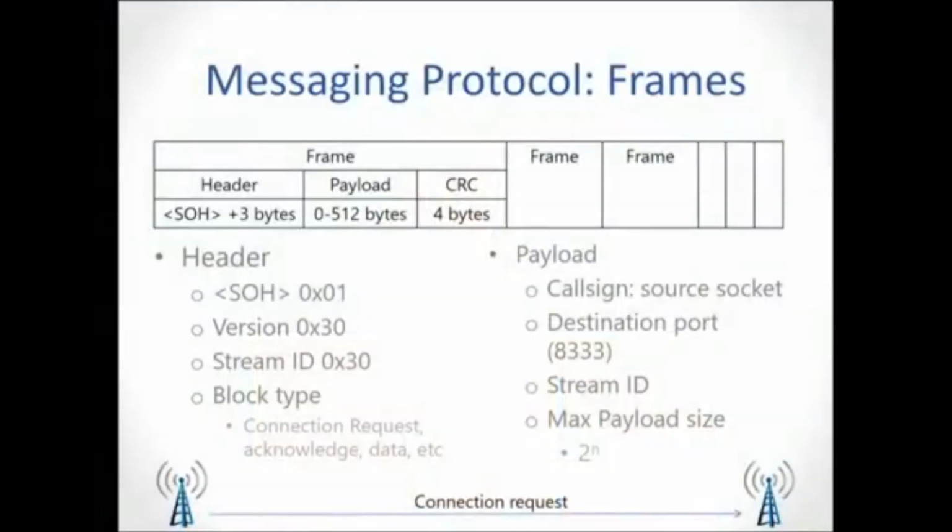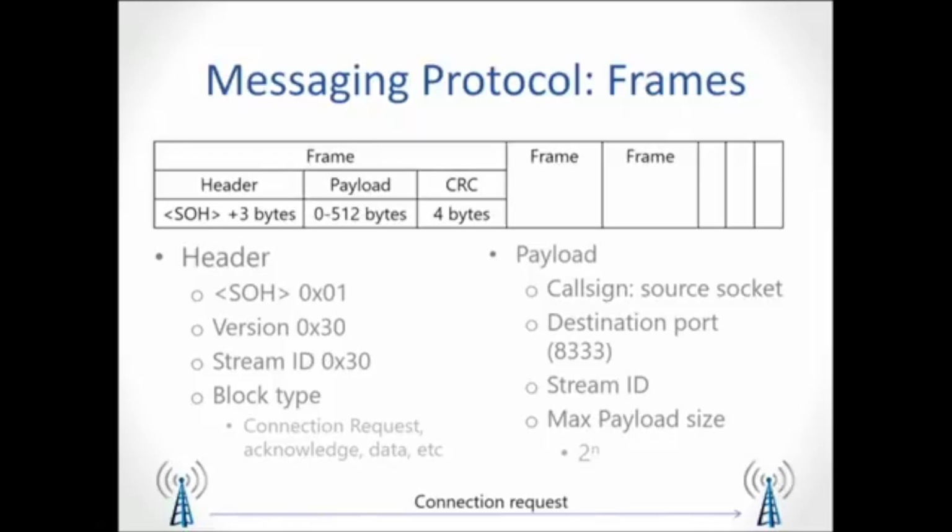Okay, so that shows how the data gets modulated and demodulated. That alone isn't super useful. We also have a messaging protocol so that radio stations can actually communicate with each other. And the messaging protocol breaks the data up into frames, and this forms the link layer, which is analogous to TCP/IP on the internet.